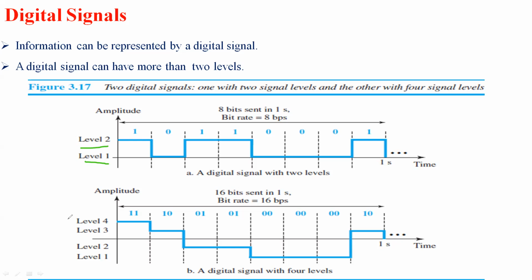Here we have a negative also, right? So we send 1 bit per level. Here I pass a 1 and again 0, 0, 1, 1. I eventually pass 1 bit over a particular period of time. So here 8 bits are sent in one particular second, whereas here 16 bits are sent in one particular second. So this is the representation of digital signals.